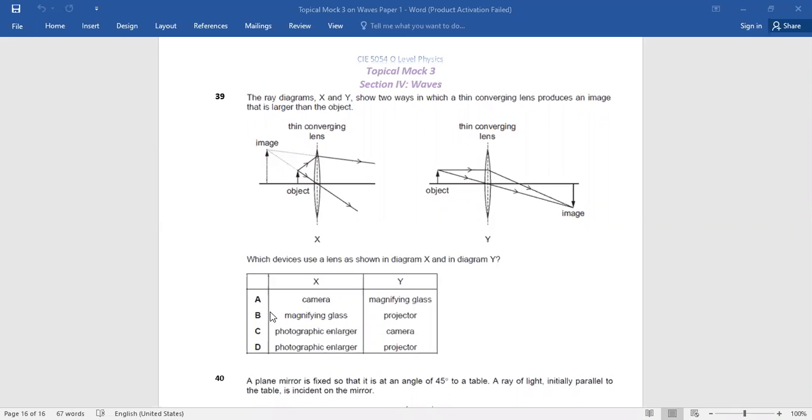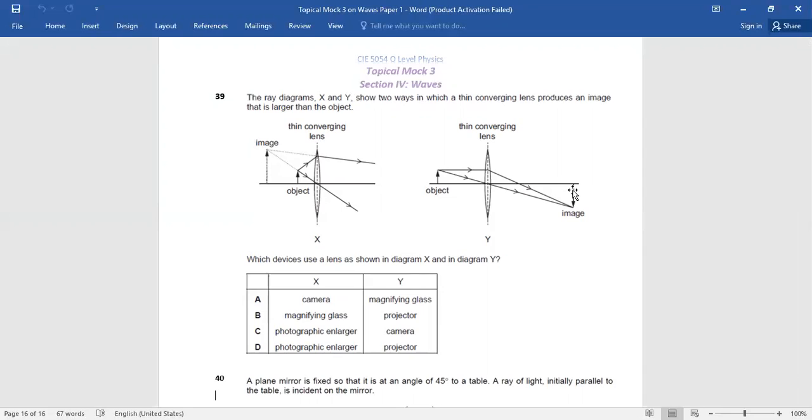So your answer was A. Now you understand it should be B, right? Yes, sir. So why should it not be A? Because X is showing a virtual image. In A, you gave camera. A camera produces a real image, but the image should be smaller. Camera and eye are the same.